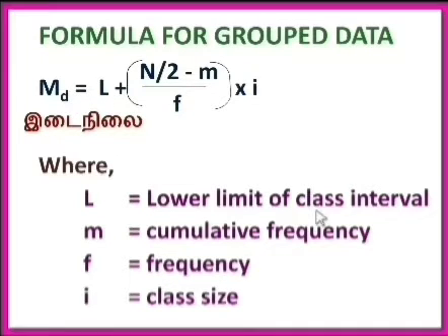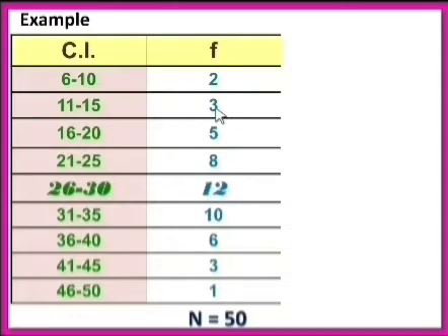Here L is the lower limit of the class interval, m is the cumulative frequency, f is the frequency, i is the class size, and n is the total frequency. Now we see an example for median.